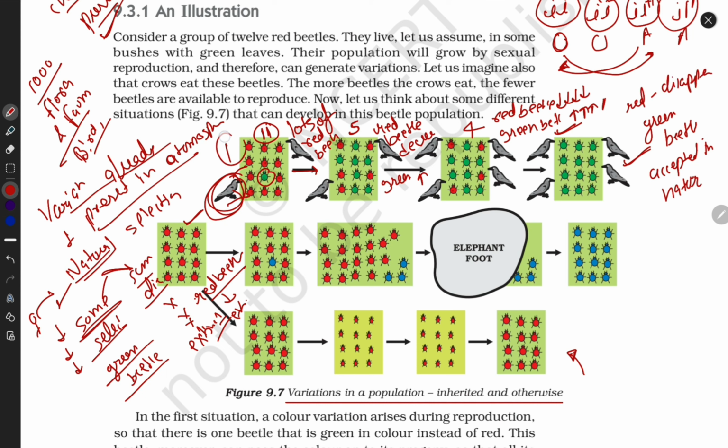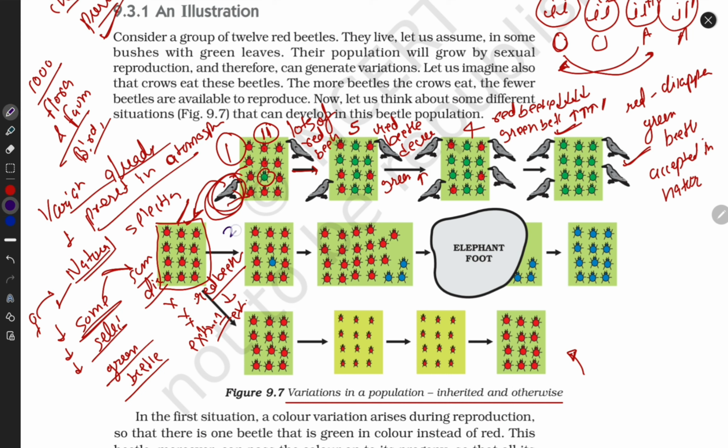Now this is one kind of variation. Both variations are present in the atmosphere. Here they don't show that green beetles are also present, but they are still present in the atmosphere. But which kind of beetles are dominant at that time? Red, because they are huge in number. Green beetles are not huge in number, and some environmental condition and predator come and feed on the green beetle. Now the first case is complete.